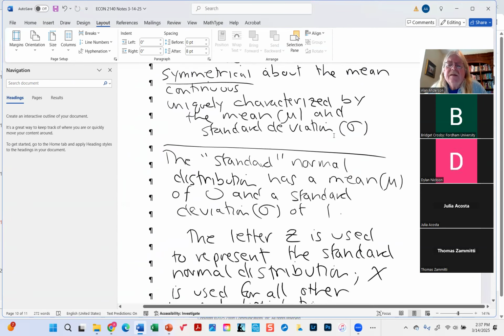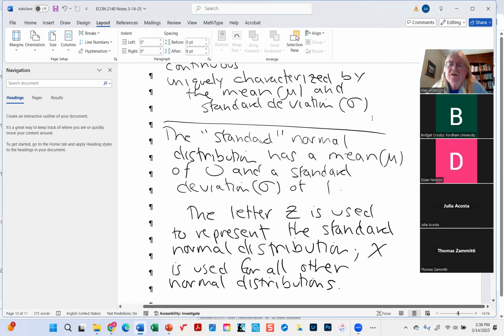You might also remember that there's a special case called the standard normal distribution, which is the one unique case where the mean is 0 and the standard deviation is 1. We're going to get a lot of use out of that one. And also, just as an aside, the letter Z is used for the standard normal distribution. X is used in every other case.